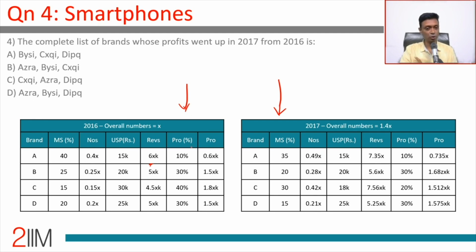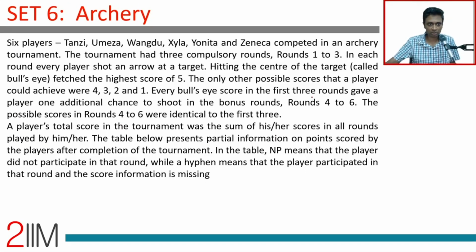It's sometimes frightfully useful. Archery, 6 players: Tanzi, Umeza, Wangdu, Xyla, Yonita and Zeneca. TUWXYZ. No V. Okay. TUWXYZ competed in an archery tournament. The tournament had 3 compulsory rounds. Rounds 1, 2, 3. In each round, a player shot an arrow at a target. Hitting the center of the target, called bullseye, fetched 5 points. Highest score of 5. The only other possible scores a player could achieve were 4, 3, 2, 1.